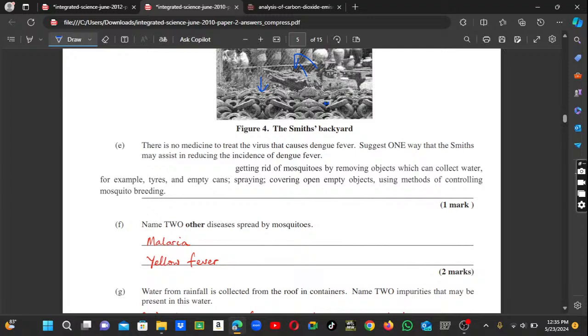That's simple. All right, we need to name two diseases spread by mosquitoes. We all know that two diseases spread by mosquitoes would be malaria and yellow fever.